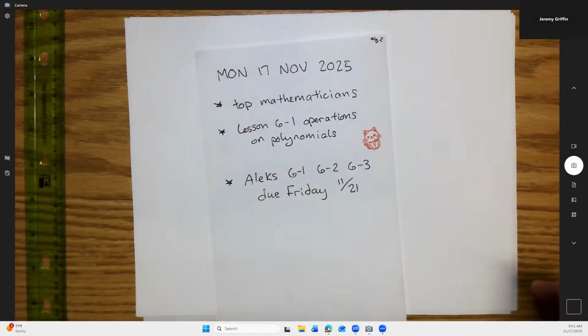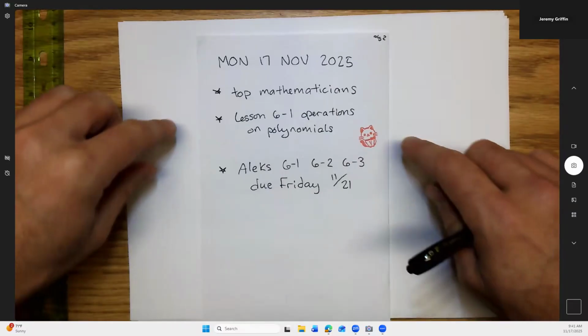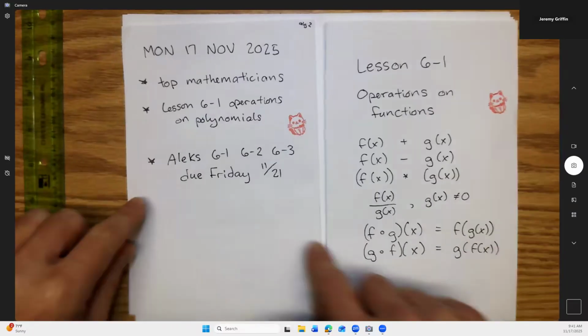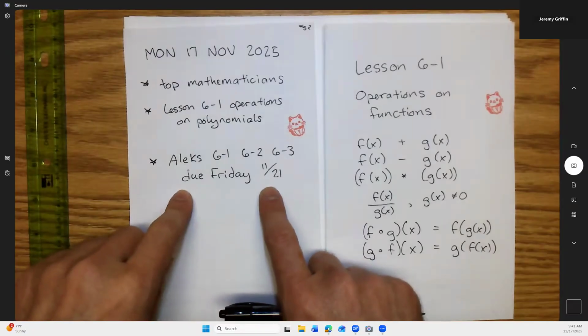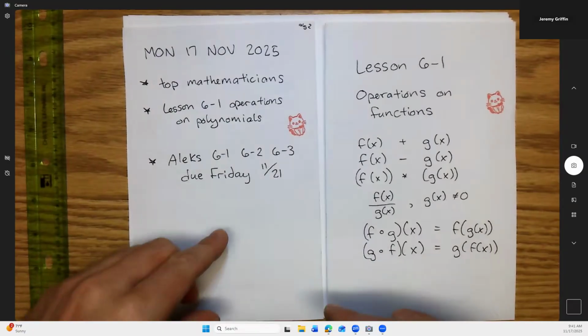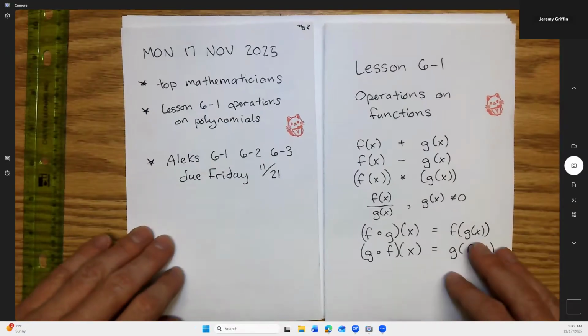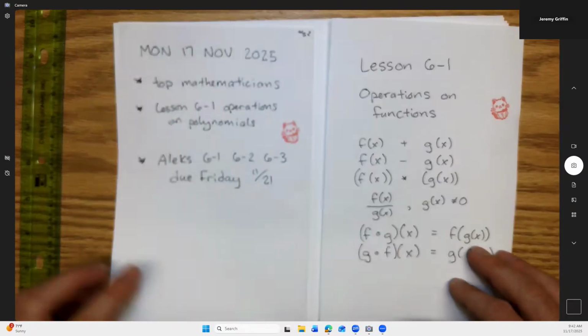Nice job, Dave. Okay. So starting module 6 today, lesson 6.1, operations on polynomials. And then I have open for you guys, Alex, 6.1, 6.2, 6.3. So we'll cover 6.2 tomorrow and then 6.3 on Wednesday. And then have this due by the end of Friday. And that'll take us to Thanksgiving break.